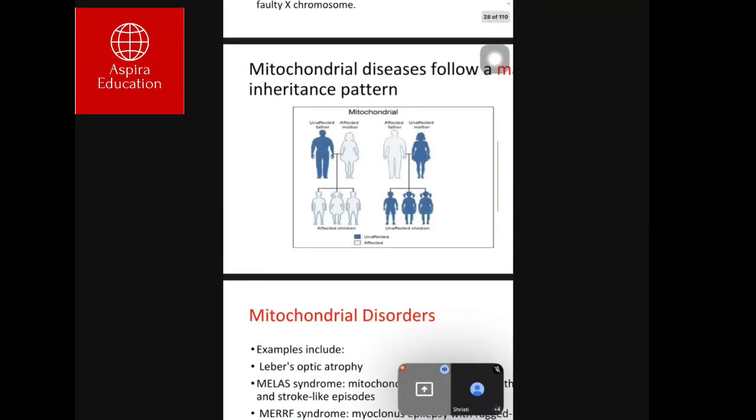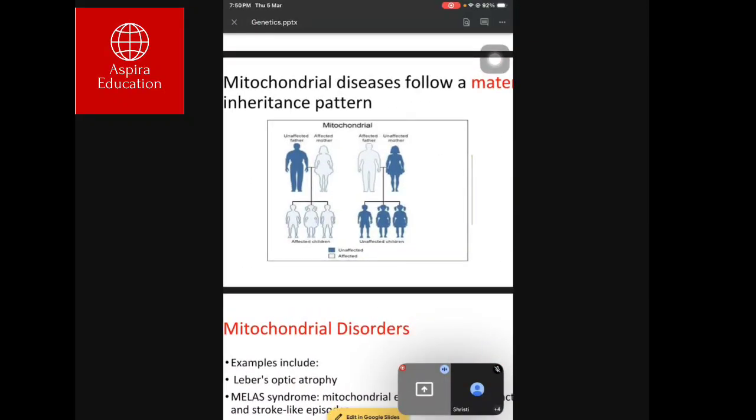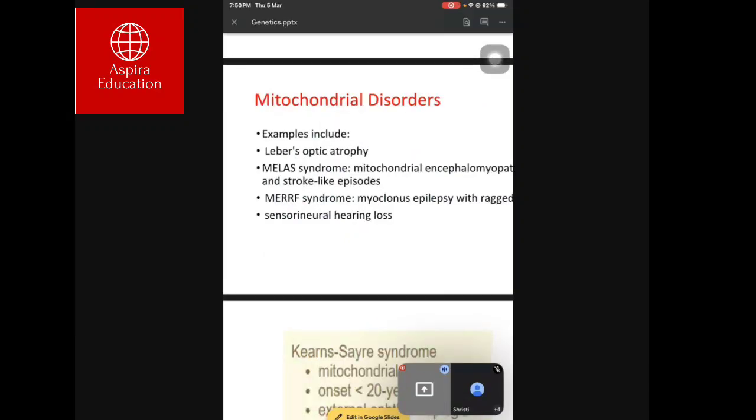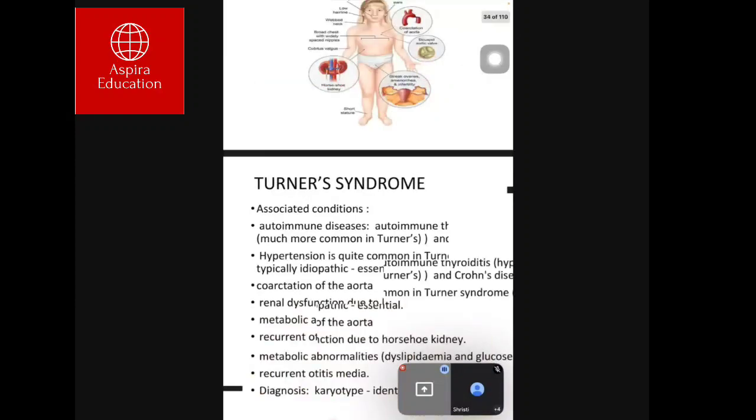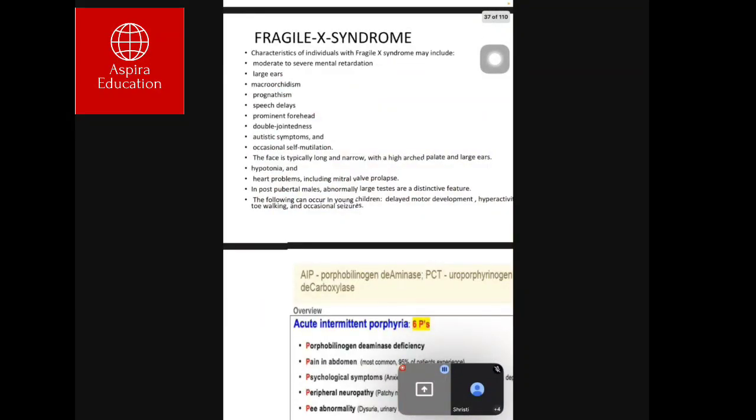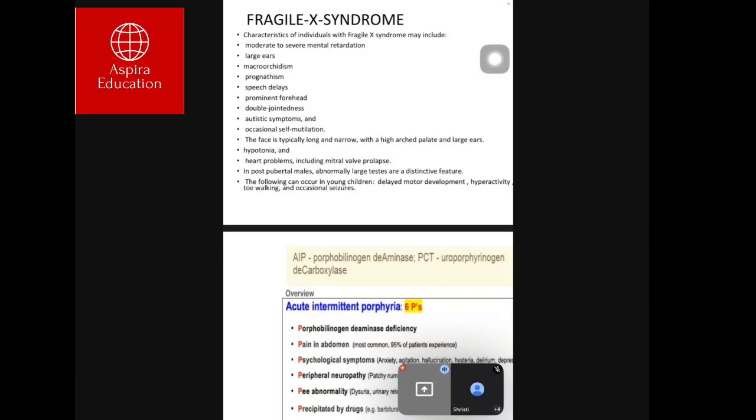Now for mitochondrial, you have to remember that you get mitochondria only from your mother. So whatever mitochondrial genes are there, which help in synthesizing your proteins, which are enzymes or proteins for the electron transport, the respiratory chain, are all maternally inherited. Okay, so mitochondrial disease will follow a maternally inherited pattern. Examples of mitochondrial disorders, very important MCQ: Leber's, MELAS, MERRF, Kearns-Sayre, and sensorineural hearing loss. Okay, apart from that, there is fragile X syndrome, which comes under trinucleotide repeat disorders, which we are going to see.